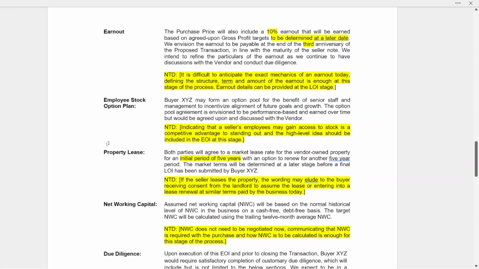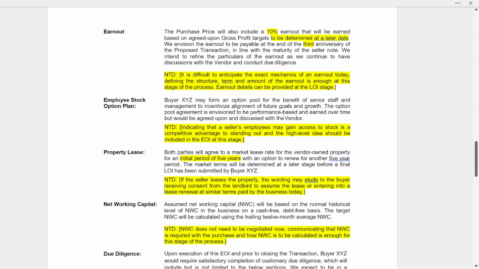Now, in this example here, the seller owned the property, and the buyer was not looking to buy the property, they were looking to lease it. So in this scenario, both parties will agree to a market lease rate for the vendor-owned property for an initial term of 5 years with an option to renew for another 5-year period. The market terms will be determined at a later stage before a final LOI has been submitted by the buyer XYZ.